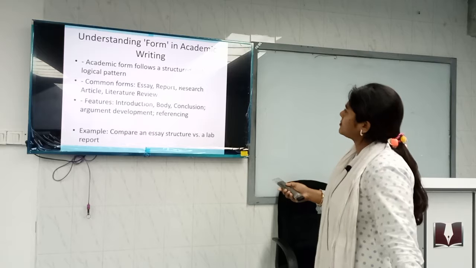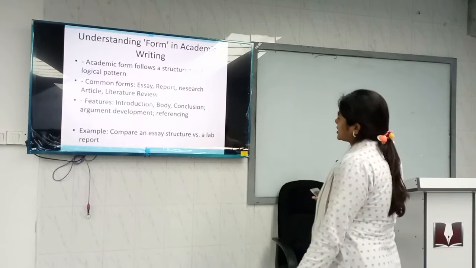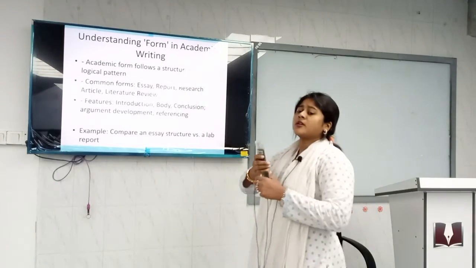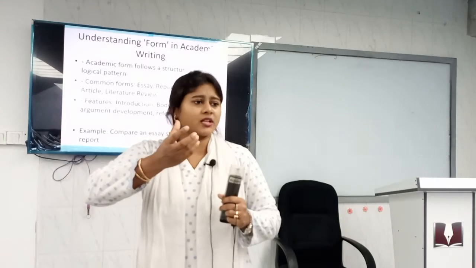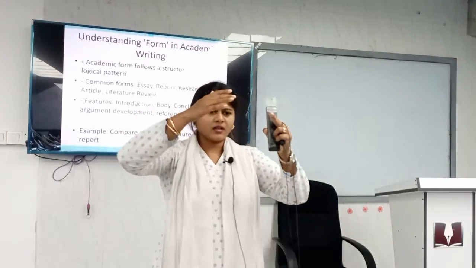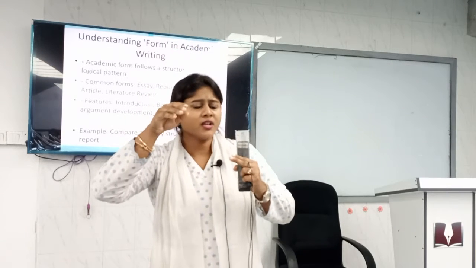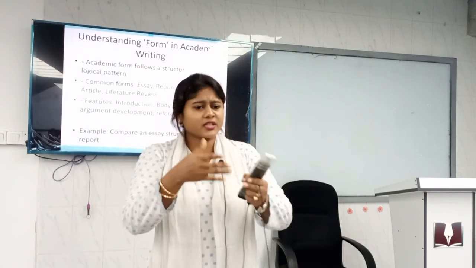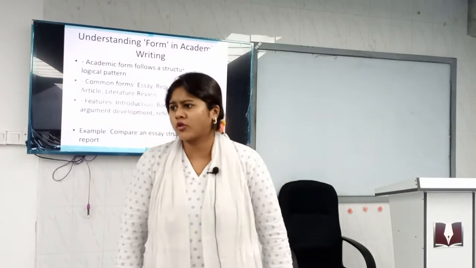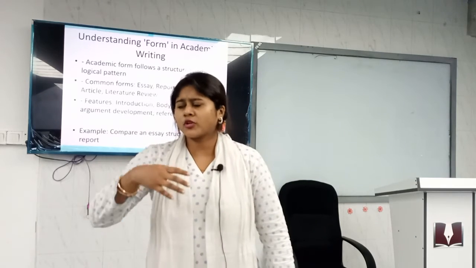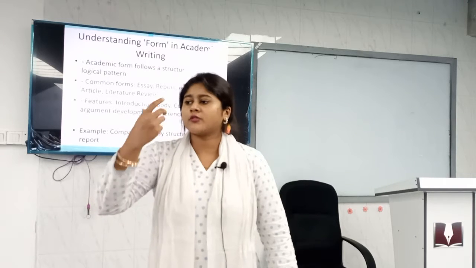So academic form follows a structure and logical pattern. So why are we following a particular pattern or form? Because it's more logical. When you are writing a paragraph, first of all, the topic sentence, then you have to give the evidence. So you are following a particular pattern. Then conclusion. Isn't it that logical? Without logic, we don't use any kind of form. So for the reader, it will be very easy to understand what you are going to write.